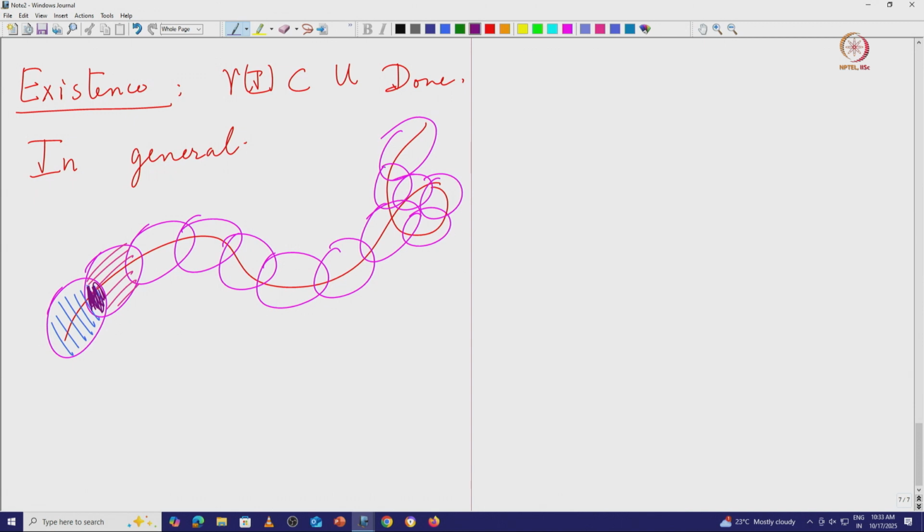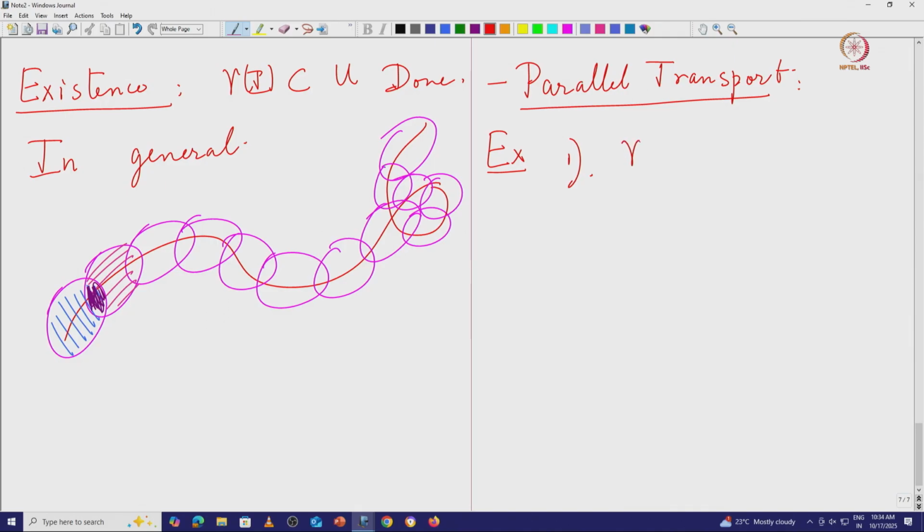Alright, now I want to use this covariant derivative along curves to define something called parallel transport. Just to motivate you, let me give you a couple of examples. So the first example is, suppose you have a curve gamma in Rn. It works in all Rn, but let's just take R3 because we can draw a picture here.